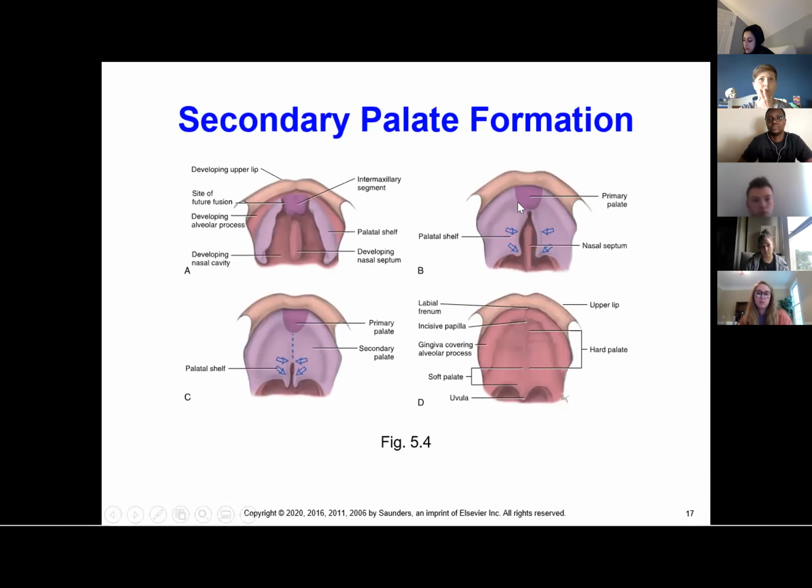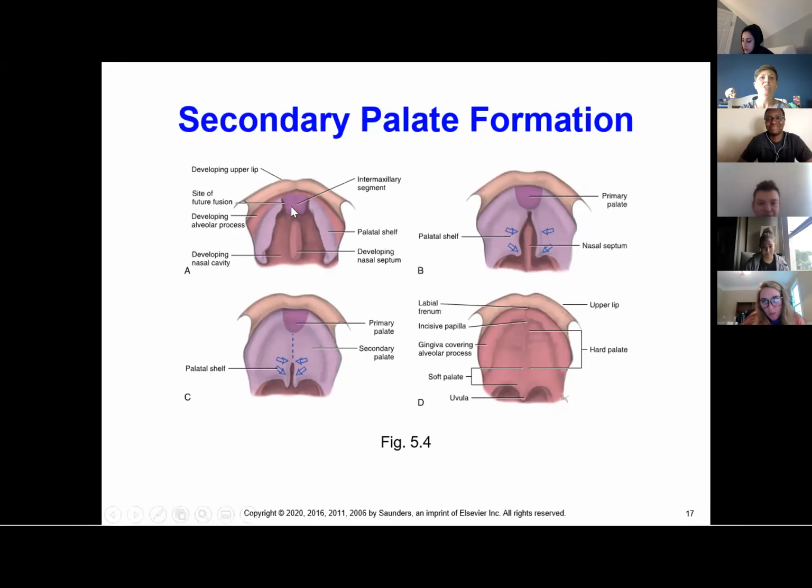Here. So here's your primary palate. So it's that intermaxillary segment right there that turns into that primary palate. Does this help it make sense better? Because you're all looking at me like I'm speaking Greek. Am I speaking Greek? A little bit?